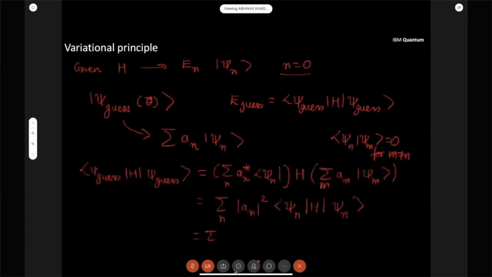Okay. Try and squeeze this in here. Okay. And now E0 is the lowest energy state, right? It's the lowest energy. So this is going to be greater than or equal to... okay. And then this is basically equal to 1. So this is going to be just E0. Okay. So that's the variational principle. And I hope that made sense.